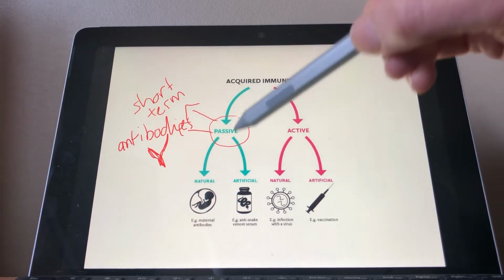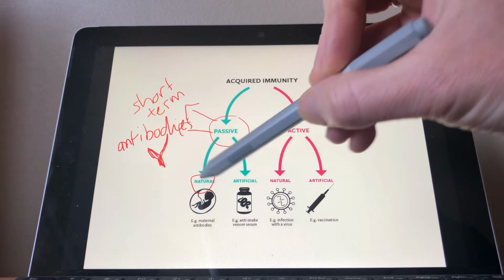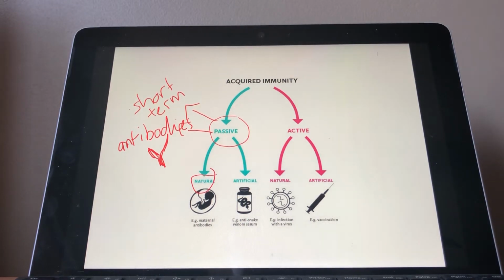Now, how do you actually get this passive immunity? You can get it naturally, and an example would be through the placenta. So when the baby's actually inside, these antibodies will pass through the placenta into the baby, and it protects them for a short amount of time.